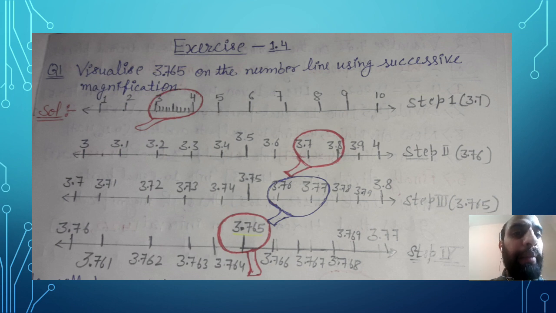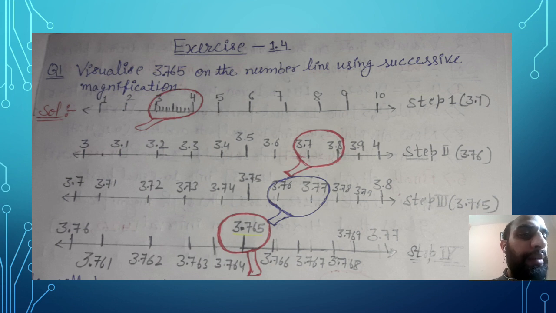From here it is very clear that 3.7 means something greater than 3 and less than 4. In the first step I have made a magnifying glass over 3 and 4. That means we need to zoom in over 3 and 4. We can say we need to do magnification. After magnifying 3 and 4, we divide it into 10 divisions. Then the first division is 3.1, second is 3.2, 3.3, 3.4, 3.5, 3.6, 3.7, 3.8, 3.9, and lastly 4.